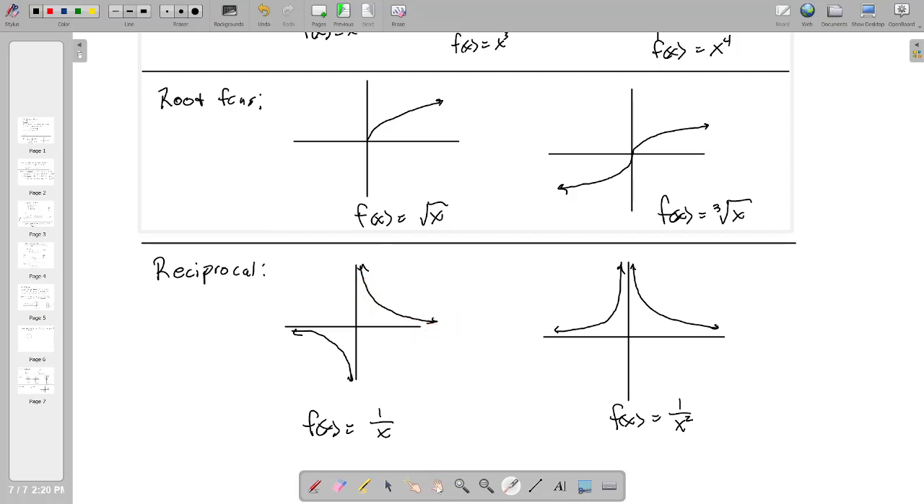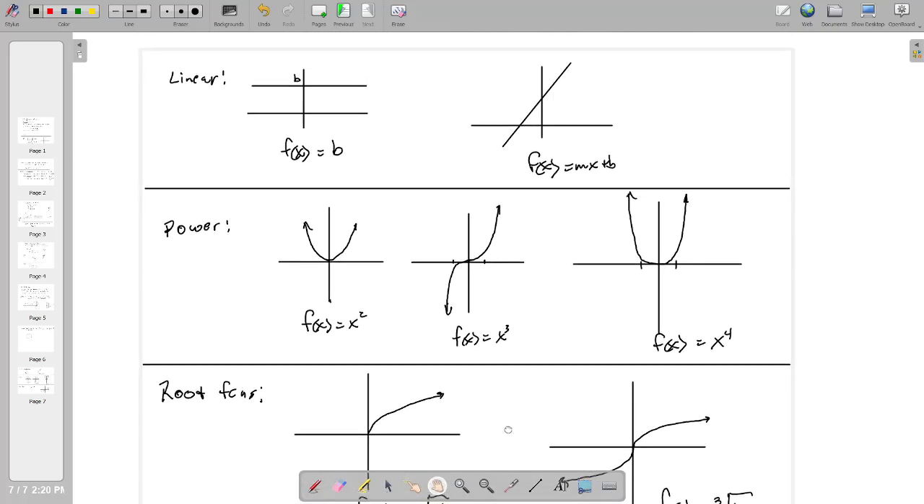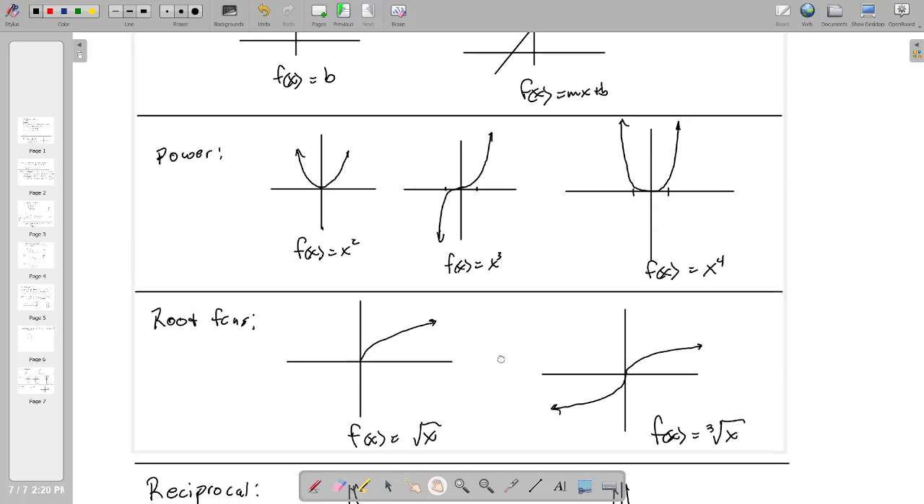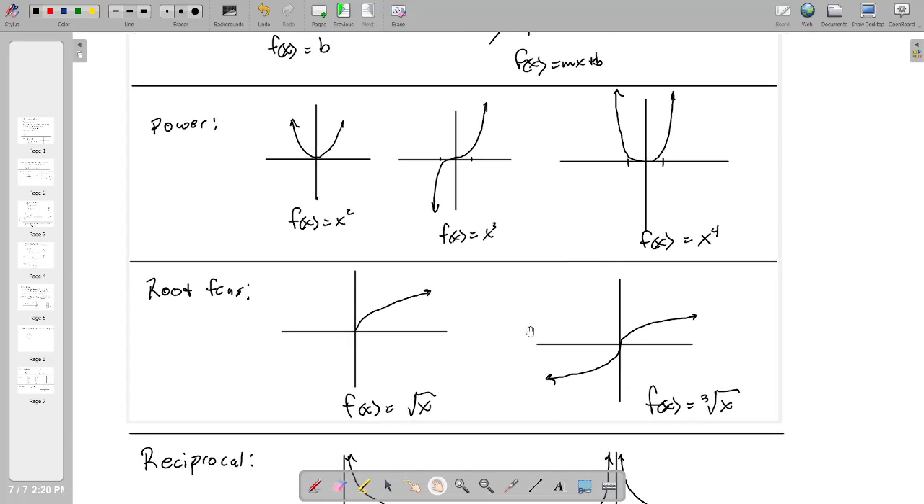The reason that we're going over these is so that we have these parent graphs. So later on, when we talk about graph shifting, we'll use these graphs to move them around in the plane. And then we'll be able to stretch them and compress them and shift them throughout the plane.